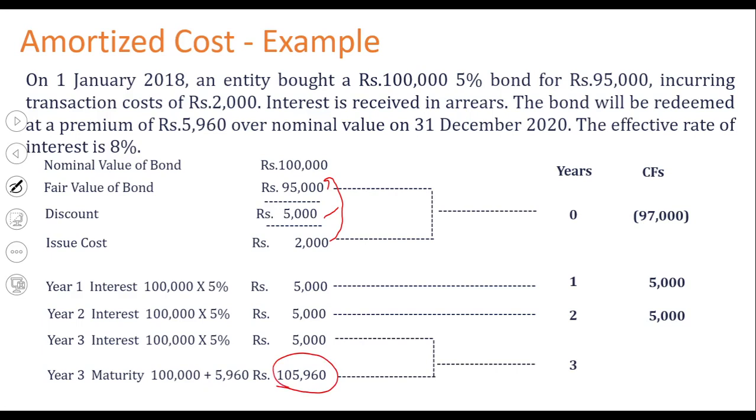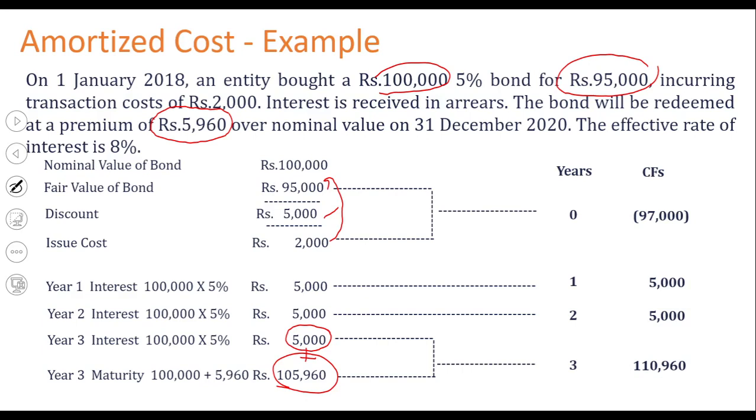Because even though we initially invest 95,000, at maturity technically we should get the face value. But on top of that, this is a very good financial instrument. They are paying us a 5,960 premium also, which means I am getting a cash inflow of 105,960. So in the third year, I am getting my annual interest of 5,000 plus this 105,960, which comes to 110,960.